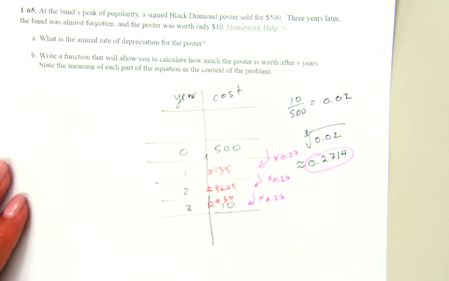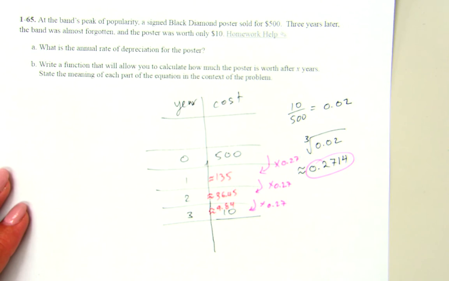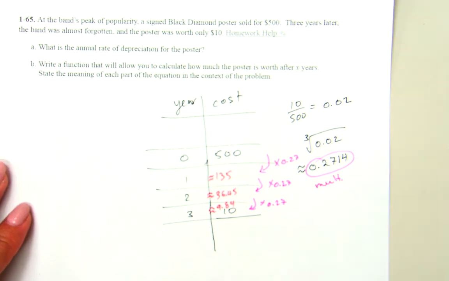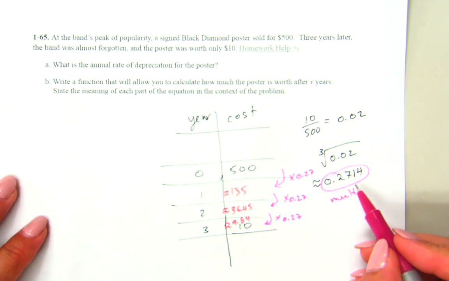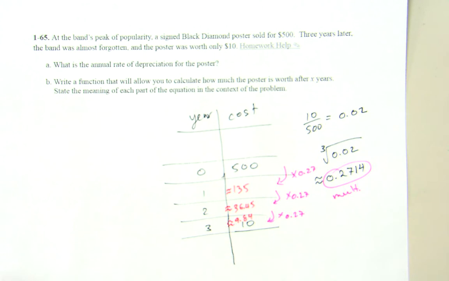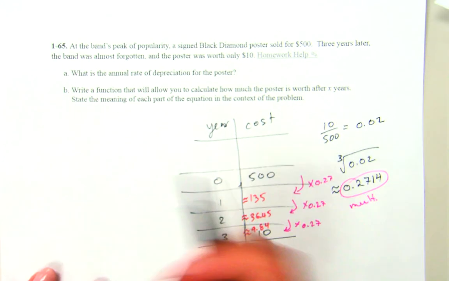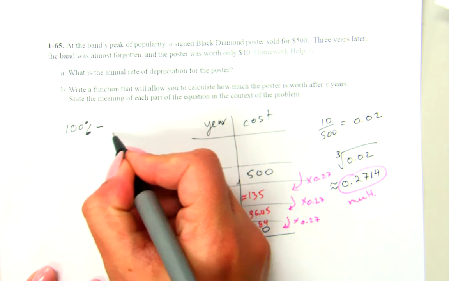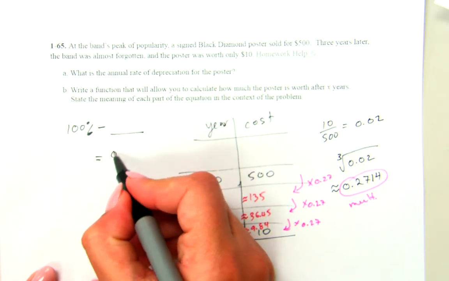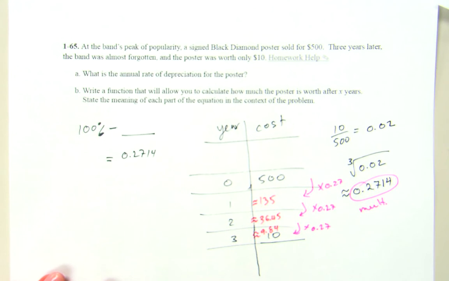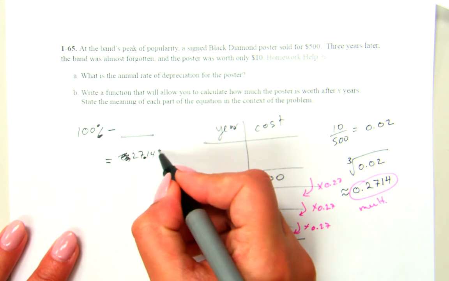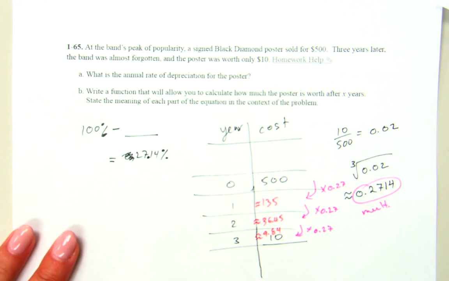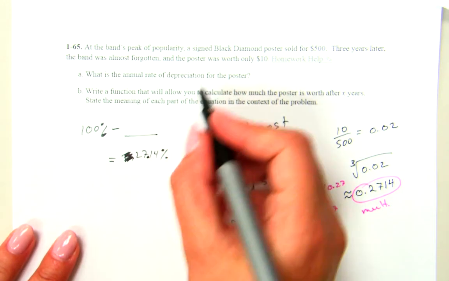Now the question: what was the annual rate of depreciation for the poster? If this is the multiplier, that means in order for it to have depreciated, we should have subtracted something from 100 to get this number. So the question is, 100% minus what is going to equal 0.2714, or in this case 27.14%. Sorry, I should do that in percent. 100% minus what is going to equal 27.14%. And that is your actual depreciation.